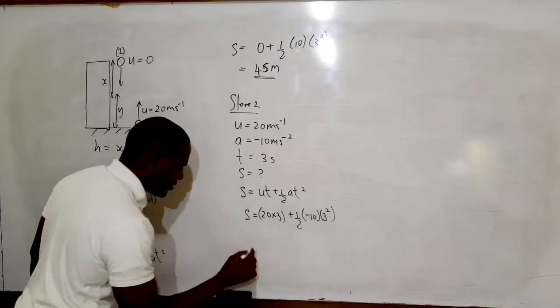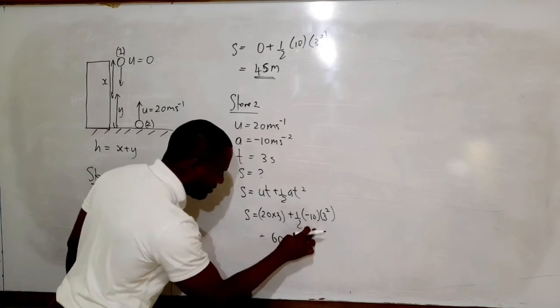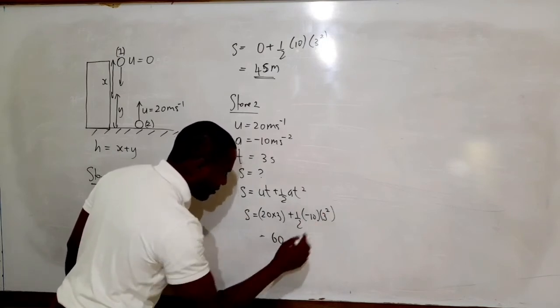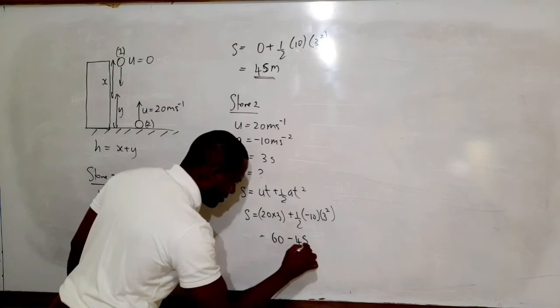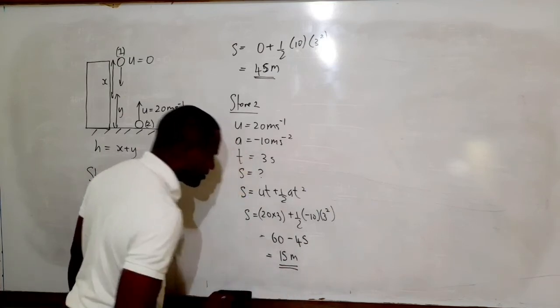So 20 times 3 gives us 60. Half of minus 10 is minus 5. Minus 5 times 9 is 45. So this is 60 minus 45, and this gives us 15 meters, right?